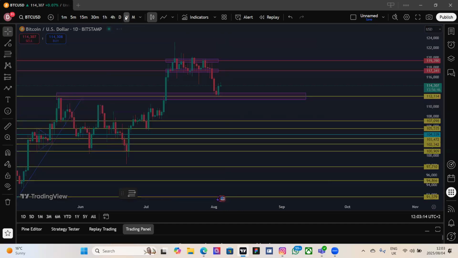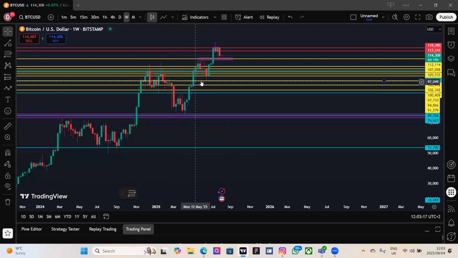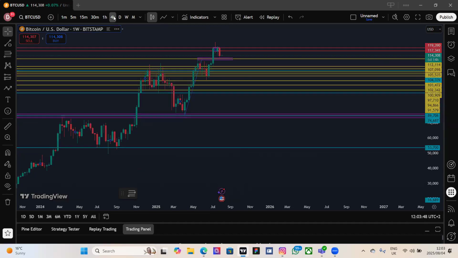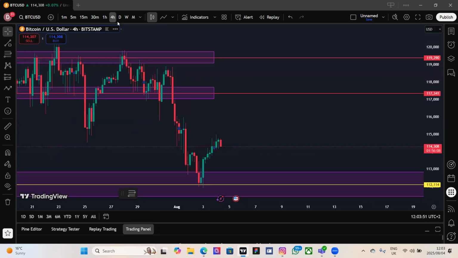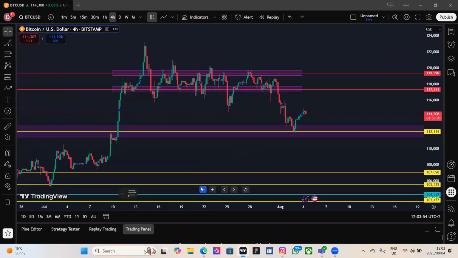So when you zoom in onto the weekly, my level is approximately around this zone right here. This level is a very crucial zone, around 112,114, where we could see another drop in Bitcoin, declining, because apparently China has banned Bitcoin again.